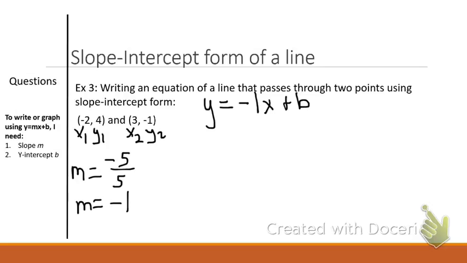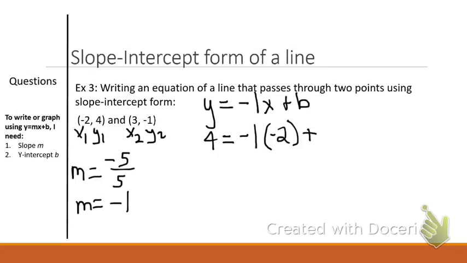So when I substitute, I'm choosing the first point. So that means whenever y is 4, the slope still has to be -1, but my x value has to be -2 whenever y is equal to 4.